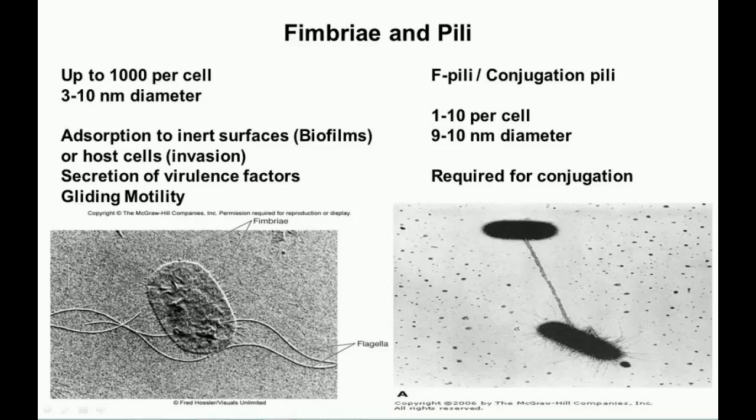So if you look at this electron micrograph here and this one, you can see these really big things. These are flagella. And on the outside, you can just about see some small hairs on the outside of the cell here. The same thing over here. You've got two bacterial cells. You've got a lot of hairs on this one, and then this conjugation pilus that is joining the two bacterial cells.